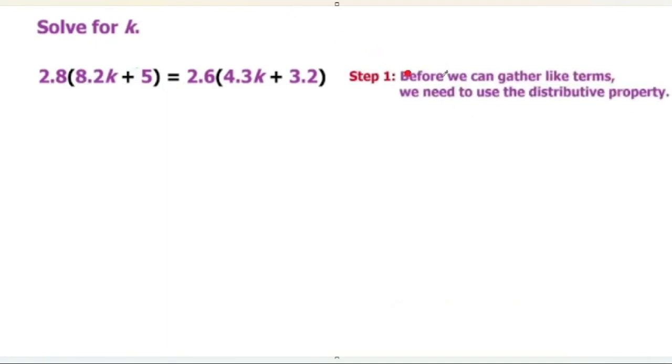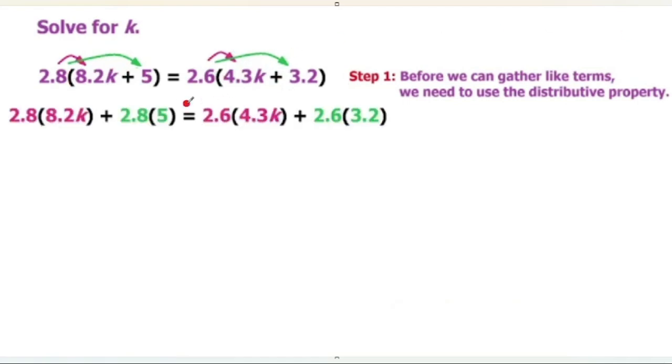So the first step, before we can gather the like terms, we need to use the distributive property. So how does that look? Well, we would just multiply in this number to this term, and then we would multiply it to this term. And similarly on this side, we would multiply this to this term and this to this term. We would have to do that because we cannot just gather the like terms without multiplying them out first, okay? We have to do the brackets first.